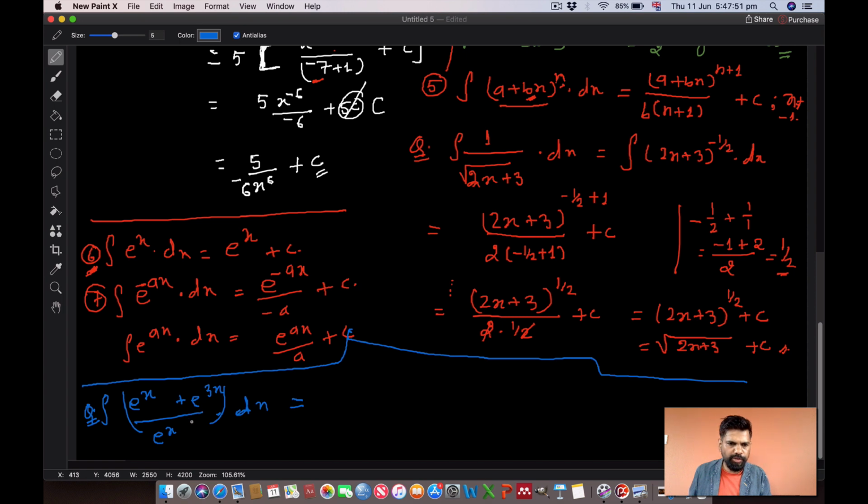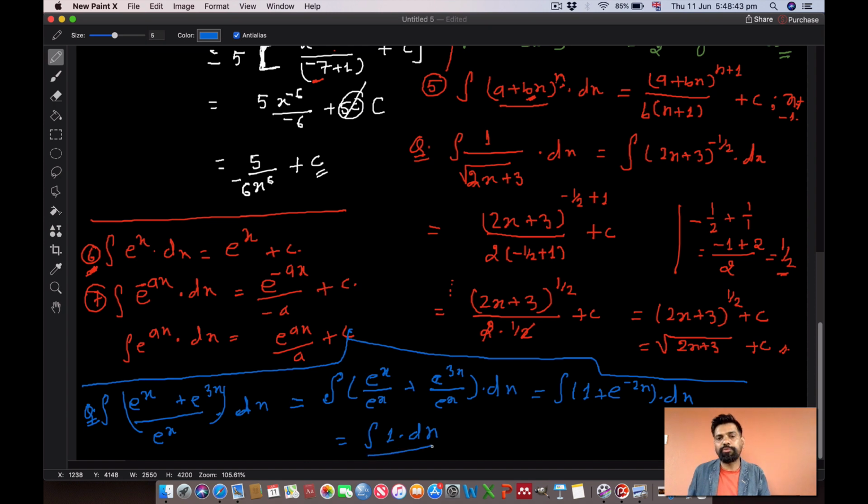First of all, we have to apply the distributive property of integration. This is indefinite integration, where only the big S symbol is used. I will talk in the next video about what definite and indefinite integration are. So applying the distributive property, we have integration of e^x over e^x plus e^(3x) over e^x dx. The next step: integration of 1 plus, since when the same bases are multiplied, powers are added, and when divided, powers are subtracted, e^(minus 2x) dx. Once again we can use integration of 1 dx, which goes to formula number 1, plus integration of e^(minus 2x) dx, which goes to formula number 7.